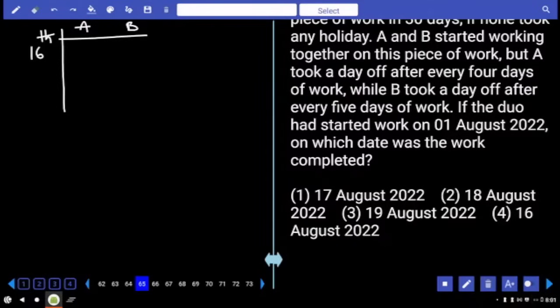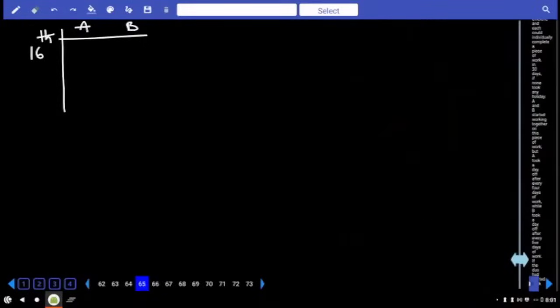Okay. Now A takes 1 day leave for every 4 days of work. That means out of 5 days, A will work only 4 units. Correct? First day 1 unit, second day 1 unit, for 4 days 4 units. But the 5th day he will not work. So in the first 5 days, how many units of work are done by A? 4. In the first 10 days, 8. In 15 days, 12.